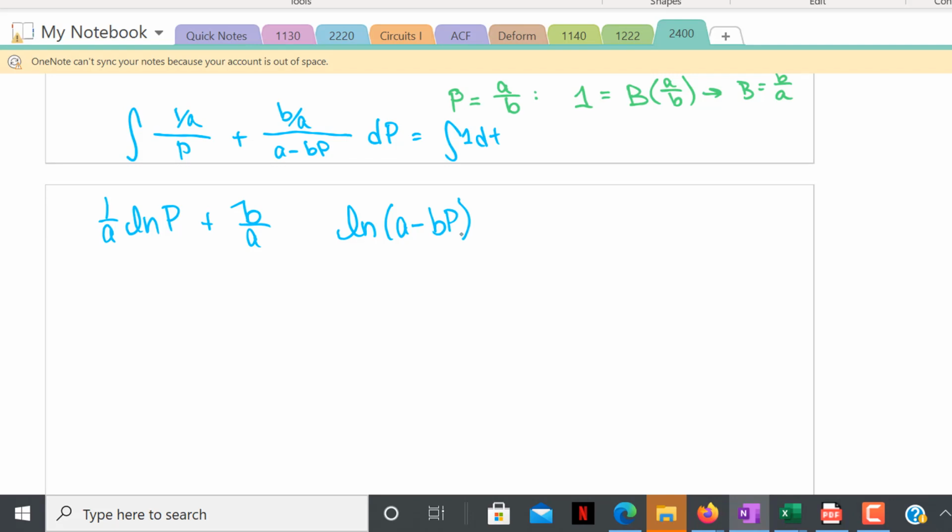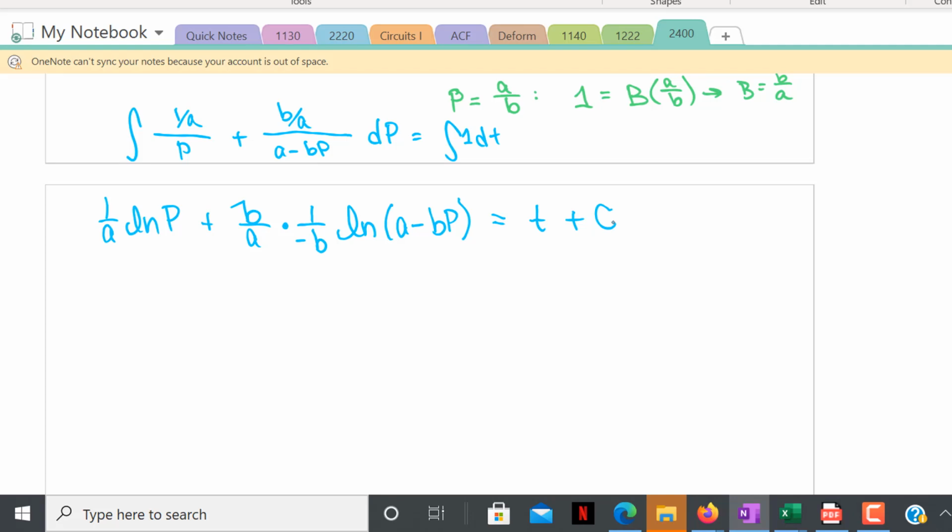If I take the derivative of just ln of a minus bp, I would get 1 over a minus bp and then times the derivative of what's inside parentheses, which would be negative b. And since I don't have that, I need to multiply by the reciprocal. So times 1 over negative b. And then on the other side, the antiderivative of 1 is t plus some constant.